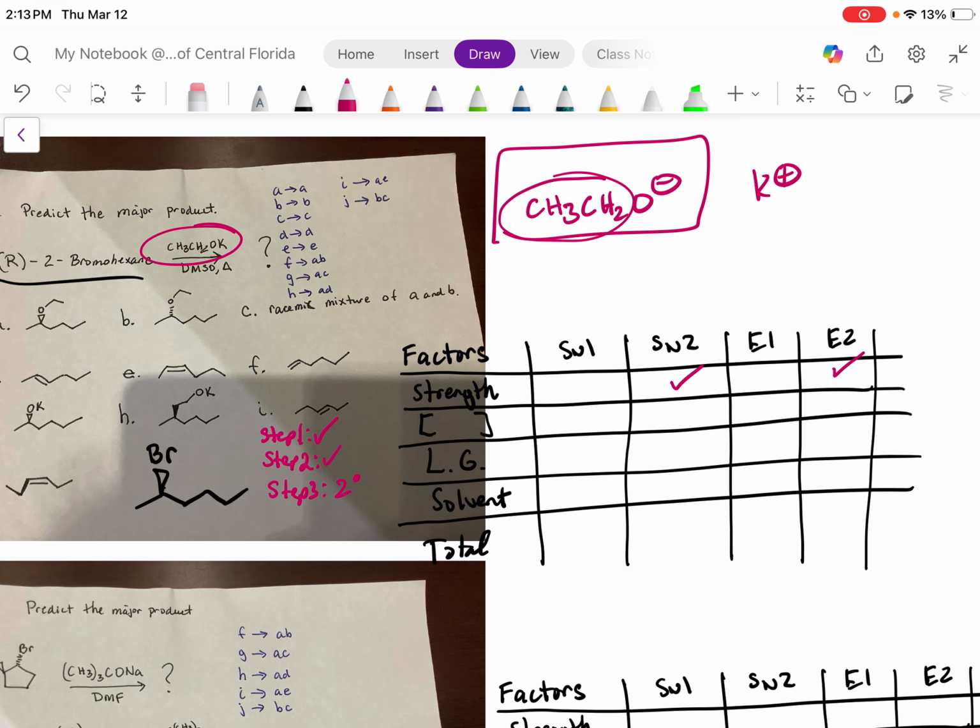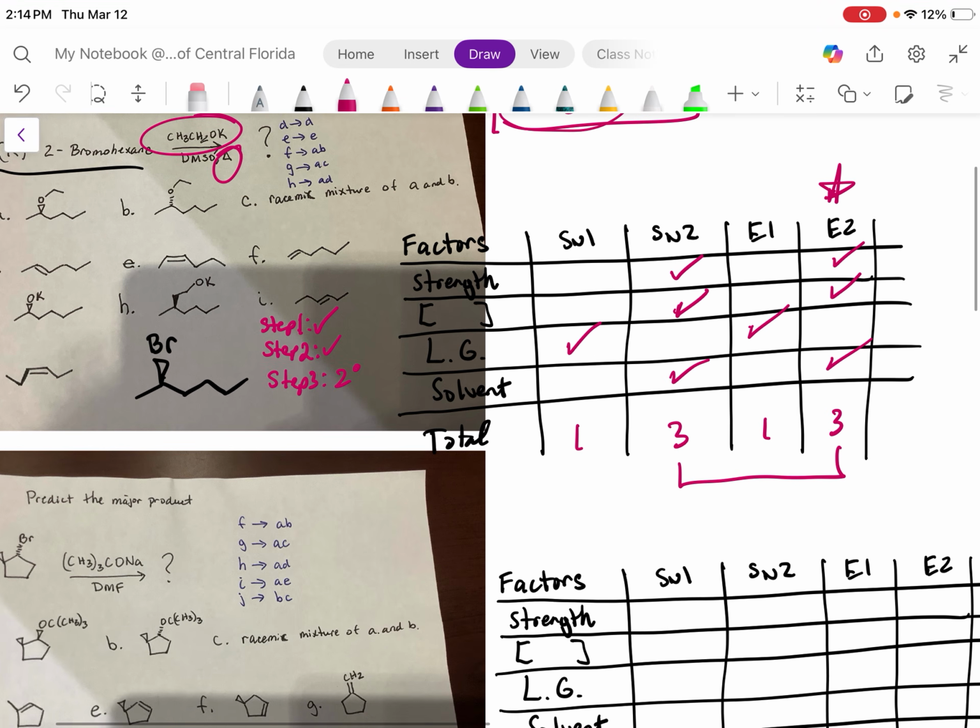The concentration, it doesn't tell us that it's dilute, so we assume that it's SN2 and E2. It is a good leaving group, so those tend to favor the kinetics of SN1 and E1 more so than SN2 and E2. The solvent is DMSO, which is a polar aprotic solvent. And there we go, we tallied it up. So we have a tie right there. And so we will use another factor to break that tie by noticing that we have heat added. So that would make the E2 mechanism the preferred mechanism.